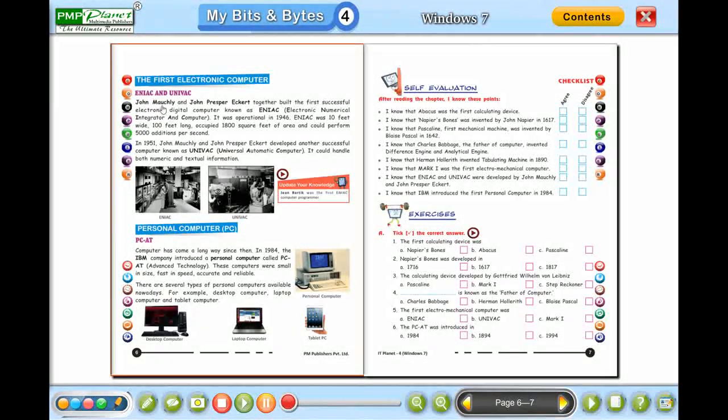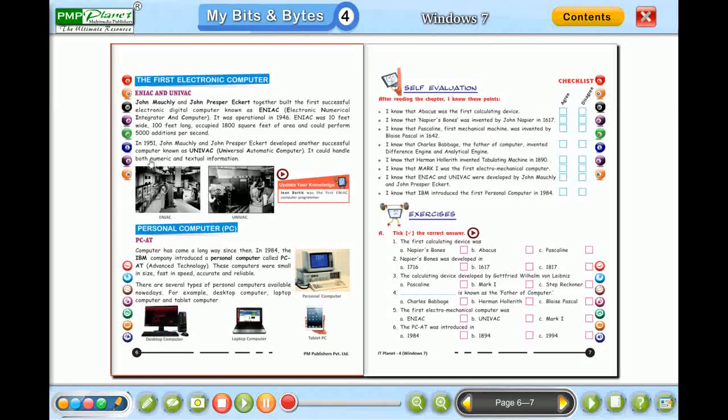John Mauchly and John Presper Eckert together built the first successful electronic digital computer known as ENIAC. Full form is Electronic Numerical Integrator and Computer. It was operational in 1946. ENIAC was 10 feet wide, 100 feet long, occupied 1800 square feet of area and could perform 5000 additions per second. As you read this line again, 10 feet wide, 100 feet long, you can imagine the size of the computer.